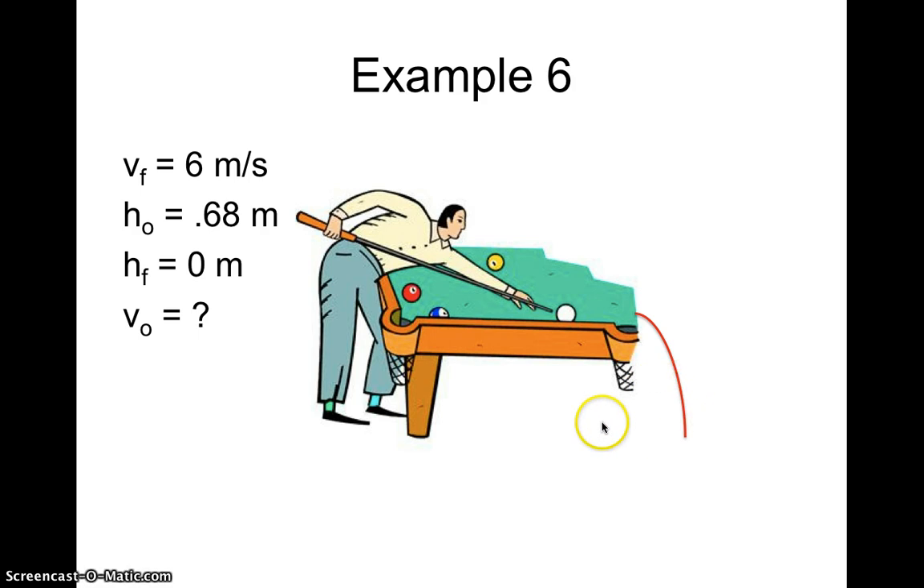The final height is going to be 0, so we know that down here at the bottom, this would be our 0 line. And they want to know how fast it is when it actually leaves the table. They don't give you a mass for this one.